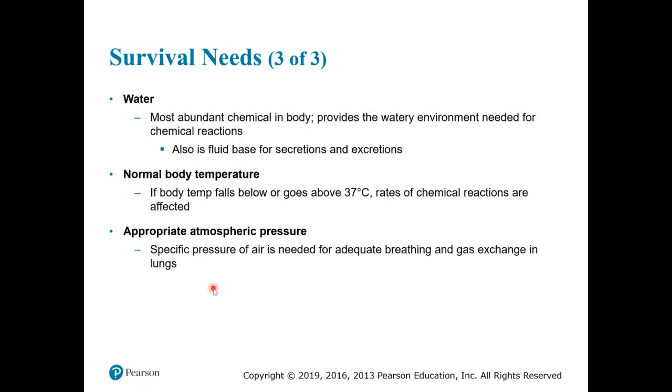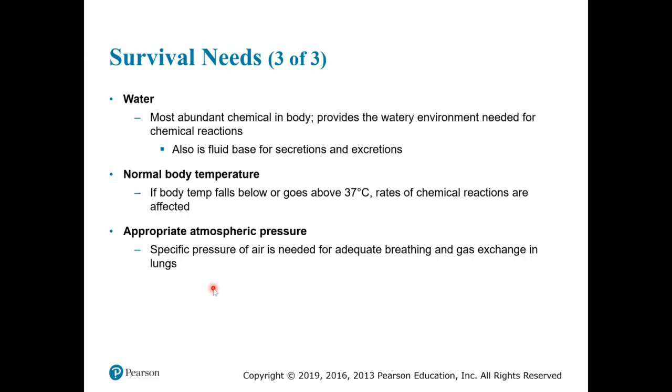Water, the substance of life, the most abundant chemical in the body. We are each somewhere around 2/3 water, give or take, depending on the situation, depending on our age. Old people like me dry up and wither away, lower water content, but we're somewhere around 2/3 water by mass. So the water provides the watery environment needed for chemical reactions.